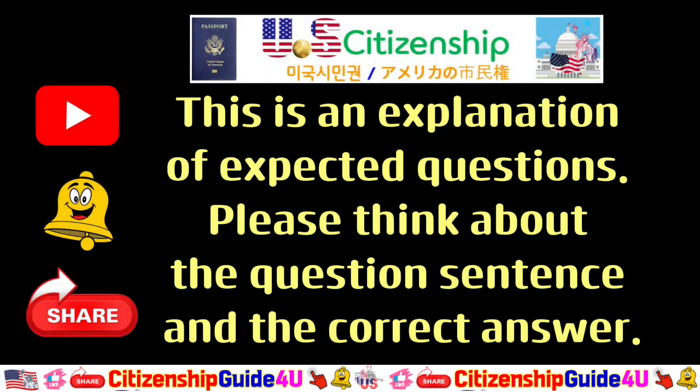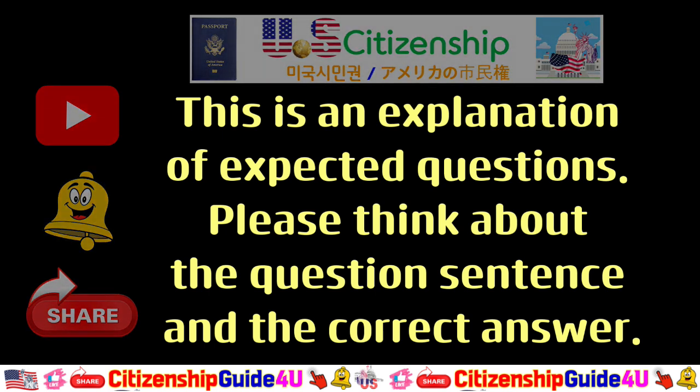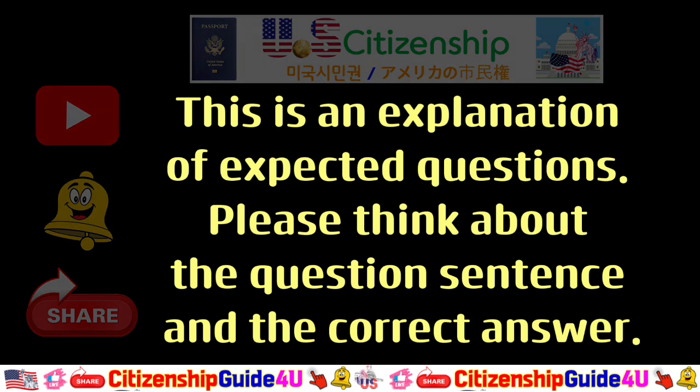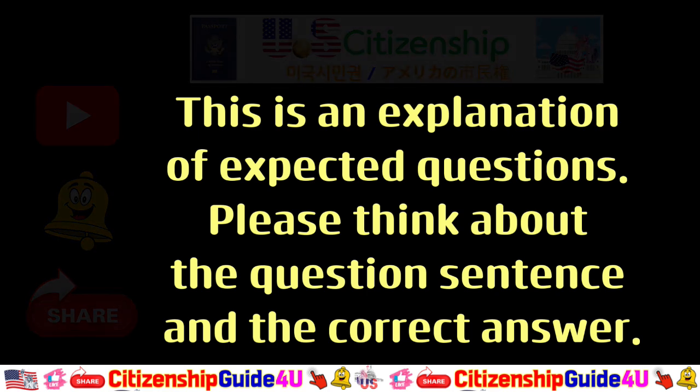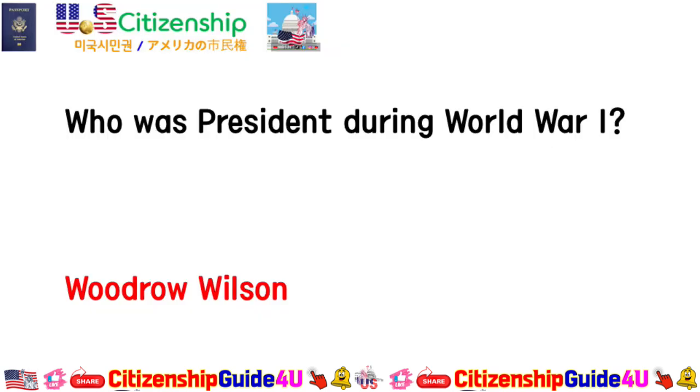Woodrow Wilson was the President of the United States during World War I. When World War I broke out in Europe in 1914, he initially pursued a policy of neutrality. However, with Germany's entry into the war, in 1917 the United States entered the war on the Allied side. Who was president during World War I?